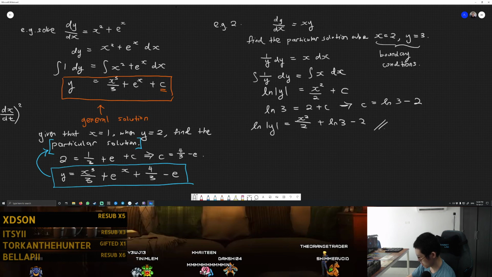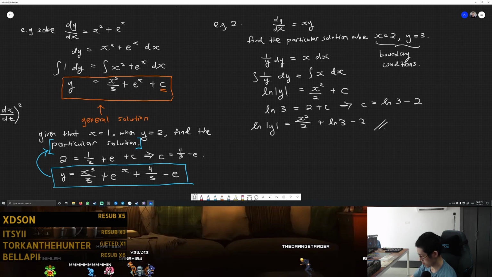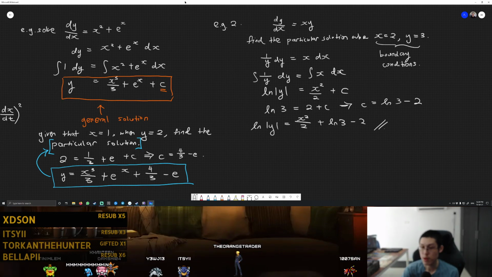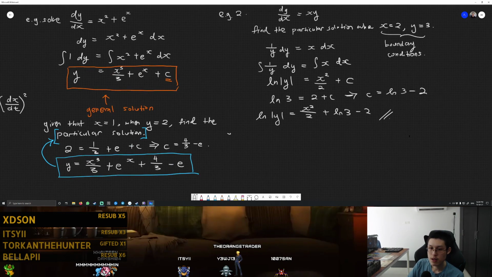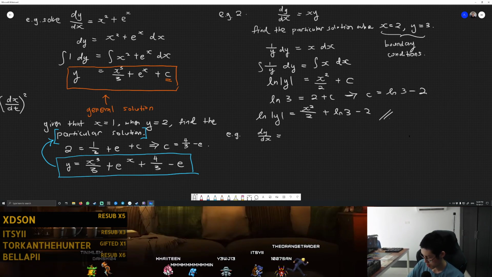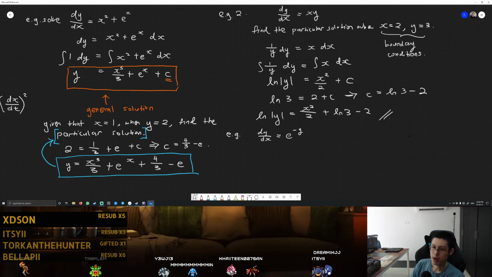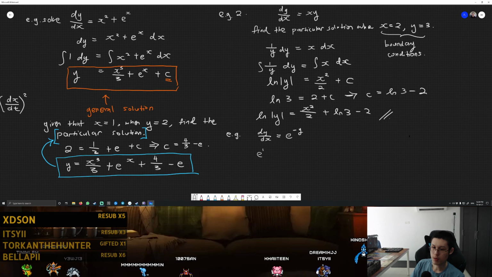Okay. Let's see if we have some other examples here. What else can we do? Sure, why not? Let's do this one. So let's do one more example. This one is actually not that difficult. So we have dy/dx equals e to the power of negative y. So you can see there's no x in there. But the way you do this is the same. You put all the y's on one side. So in this case, you would have e^y dy equals dx.